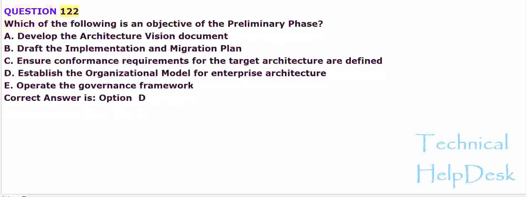Question 122. Which of the following is an objective of the preliminary phase? A. Develop the architecture vision document. B. Draft the implementation and migration plan. C. Ensure conformance requirements for the target architecture are defined. D. Establish the organizational model for enterprise architecture. E. Operate the governance framework. Correct answer is option D.